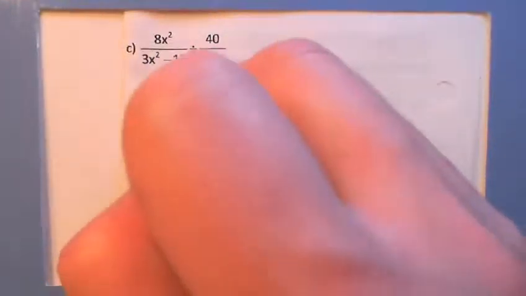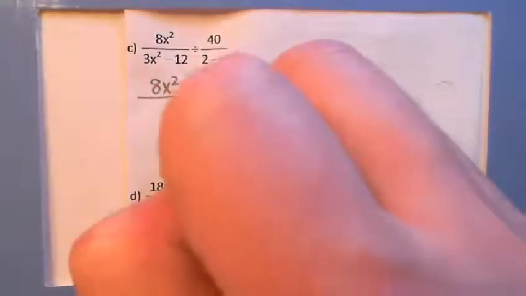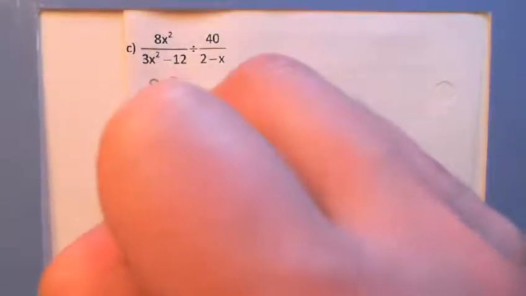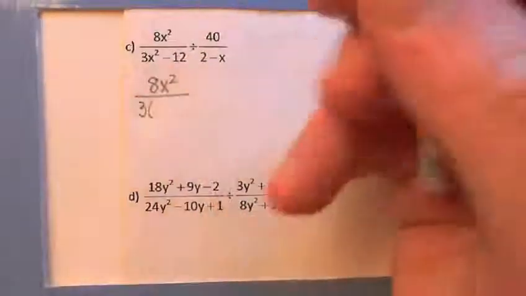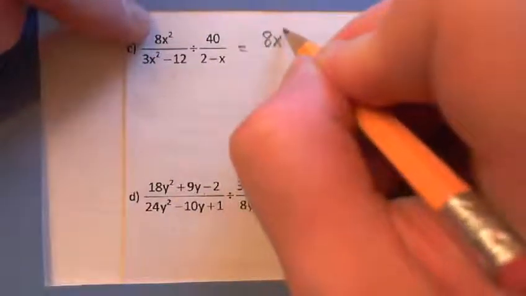So if I factor, there's nothing I can factor with 8x squared, so we're just going to copy 8x squared. On the bottom here, I'm going to factor out a 3. Let's copy this right over here: 8x squared. Now the bottom one here, I can factor out a 3.